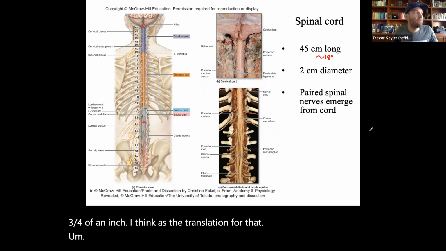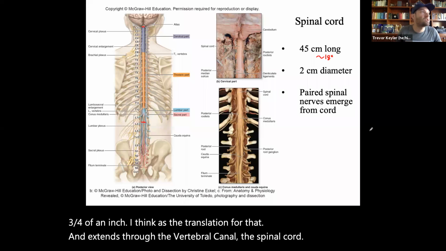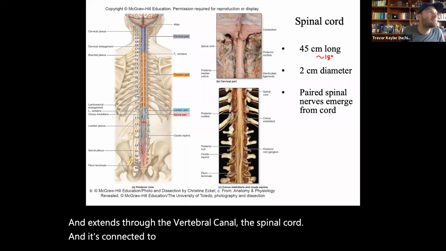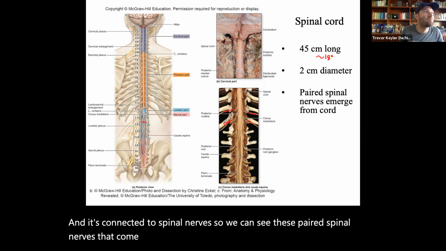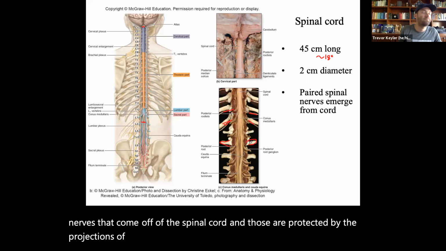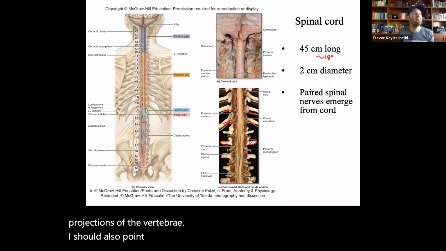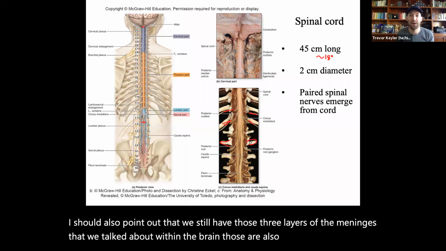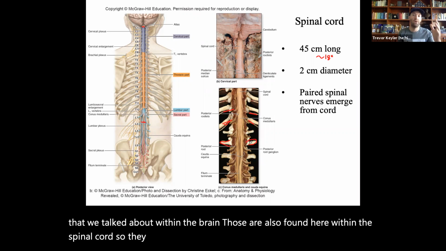It extends through the vertebral canal, and it's connected to spinal nerves. So we can see these paired spinal nerves that come off of the spinal cord, and those are protected by the projections of the vertebrae. I should also point out that we still have those 3 layers of the meninges that we talked about within the brain. Those are also found here within the spinal cord. So they have that CSF to help move nutrients and that little protection.